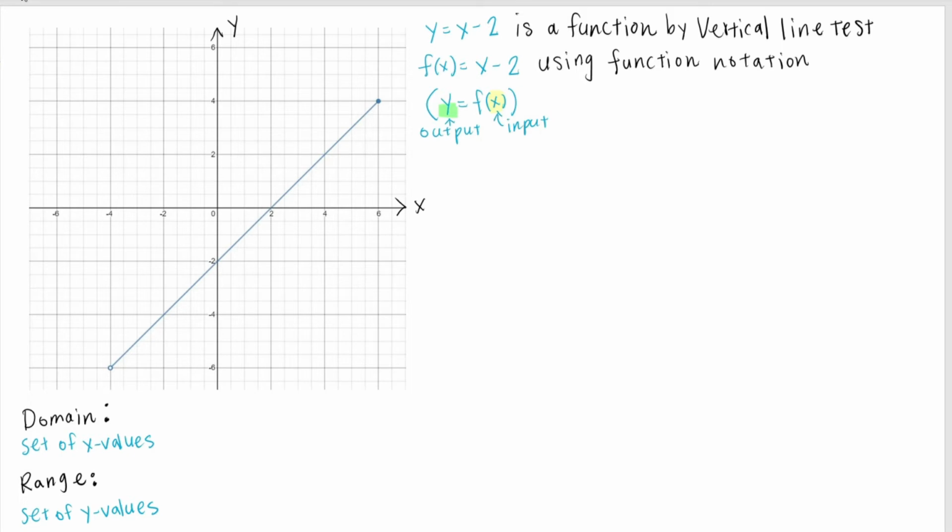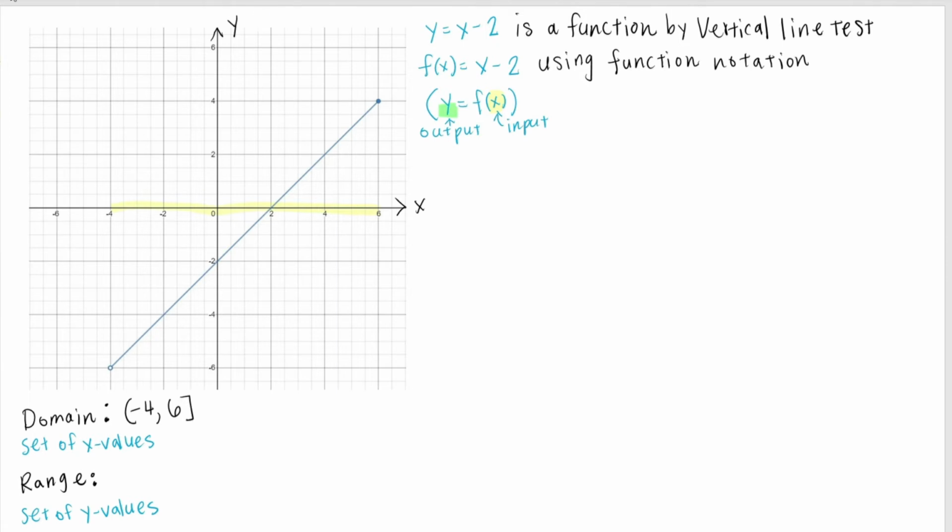The set of x values goes from negative 4 to 6. When x is equal to negative 4, the function is open, so negative 4 is not included. When x is equal to 6, the function is closed, so 6 is included in the domain.